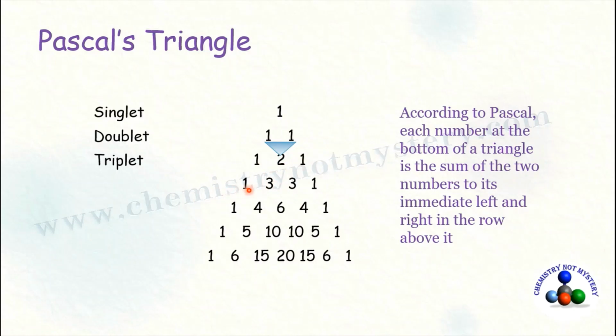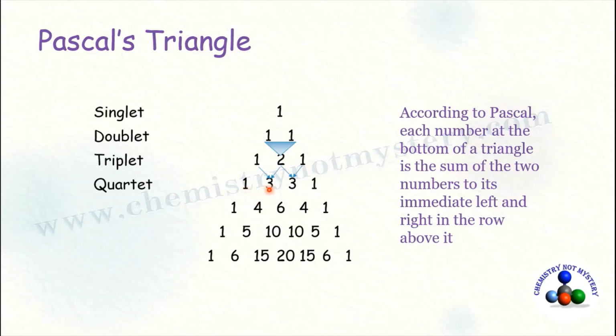Now let's apply this rule to get the peak intensities of the quadruplet. So when you add 1 and 2, you will get 3. And when you add 2 plus 1, you will get 3. So for the quadruplet, peak intensity will be 1:3:3:1. Similarly, you can get the peak intensity for the quintet.